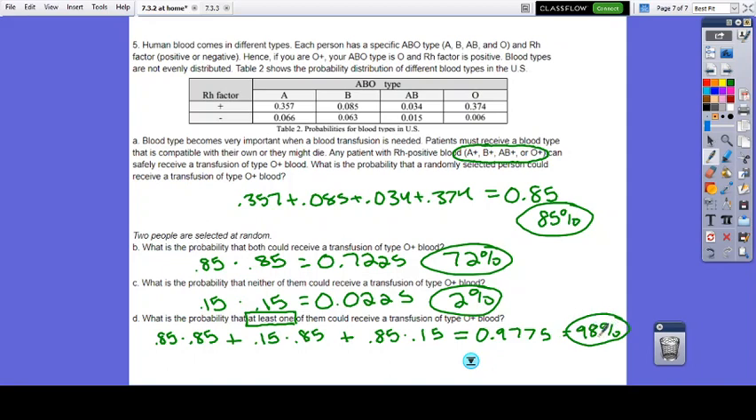You can also find this, like I just said, because the only case not included in at least one is that neither of them can receive it. So I can do 1 minus the 0.0225. Those will come out the same. But you do have a 98% chance that at least one of them could receive that O positive blood transfusion.